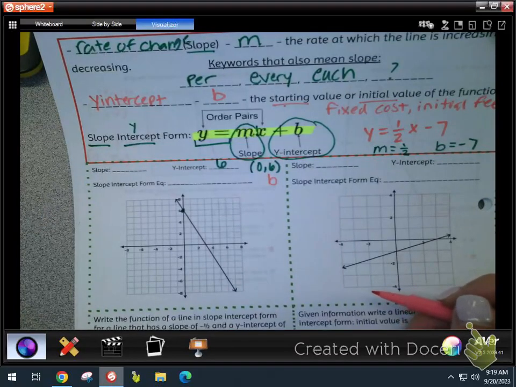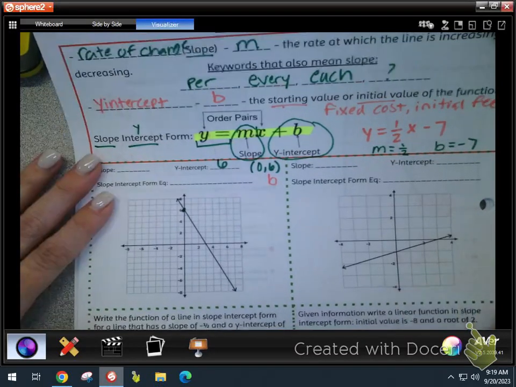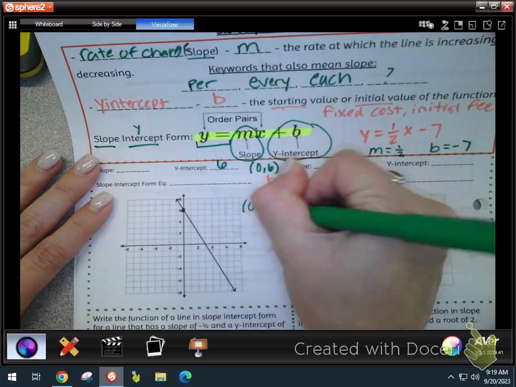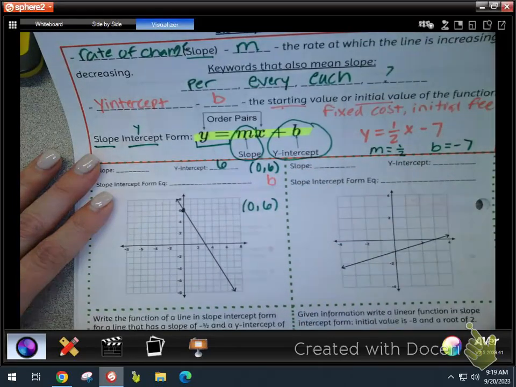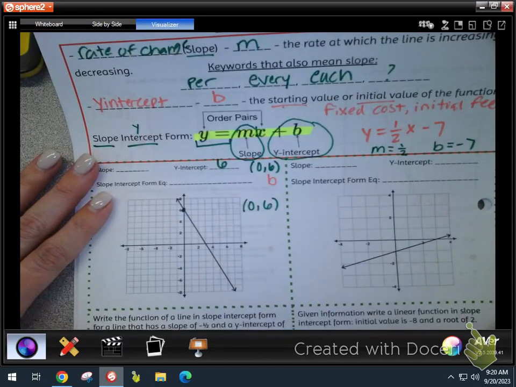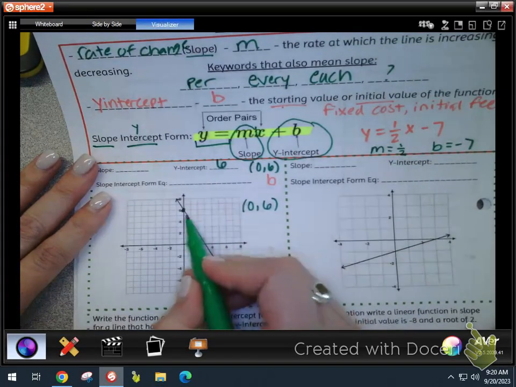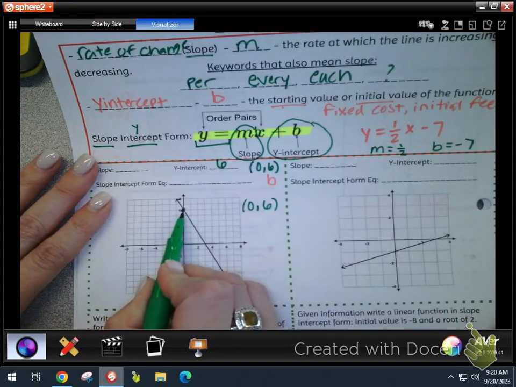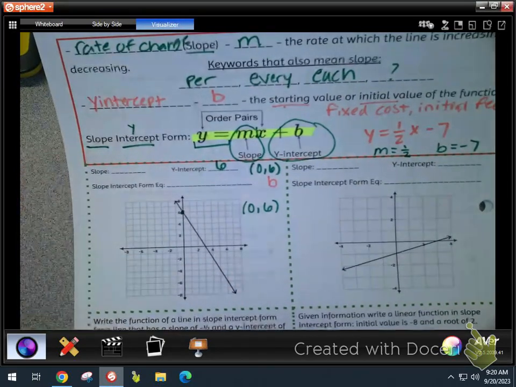Okay, how many points do you need when you find slope? 2 points. We did this 2 days ago. So I want to find, like Coach says, perfect points. I want to follow my line, and I want to find a point that's going to land where my little grid lines cross. I want to use whole number points. I don't want to guesstimate here.